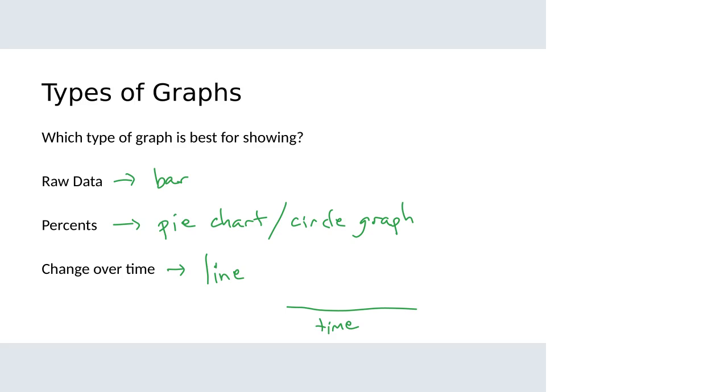So if we want to see the raw data, we want to use a bar graph. If we want to compare percents or see what the percents or the relationships are, we want a pie chart or a circle graph. And if we want to look at change over time, we're going to use a line graph for that.